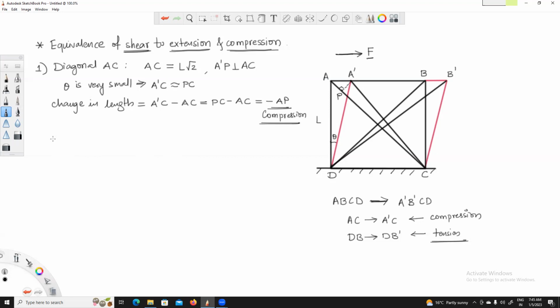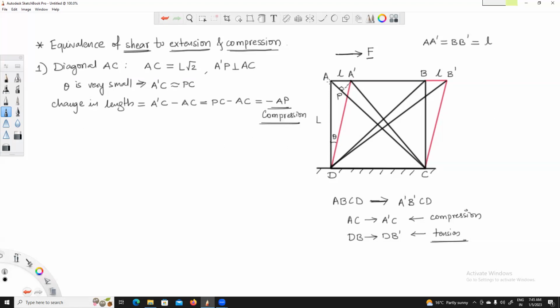So let me consider the value of AP now. Let us say that this top surface has shifted by length small l. So this is also small l, this is also small l. Let me write it here: A dash and B dash, by which the top surface has shifted, is small l.